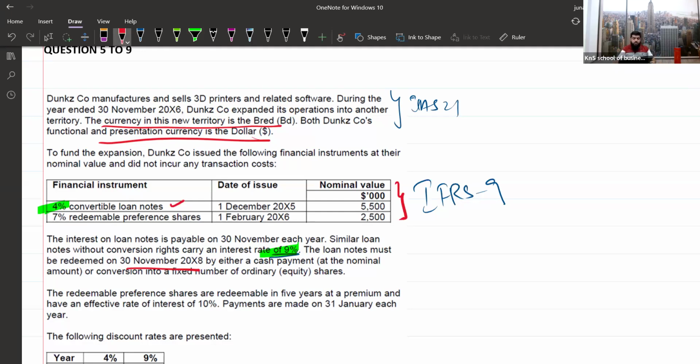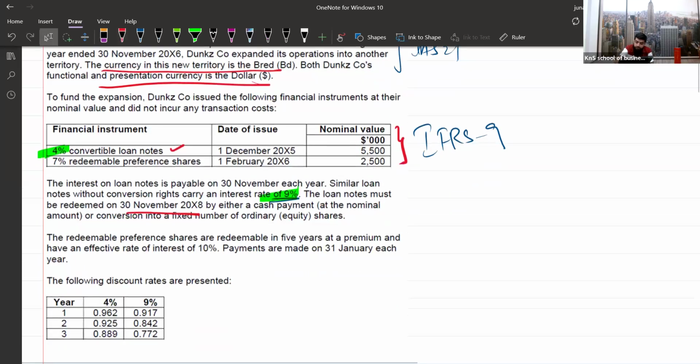The other option is that the investor will get the ordinary shares. So if you are issuing convertible loan notes, there are two options: either the investor will get the amount or it will get the shares. The redeemable preference shares are redeemable at 5 years time. For the convertible loan note, it's 3 years time.